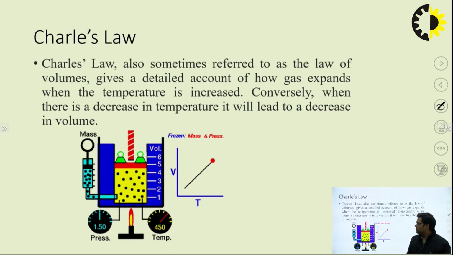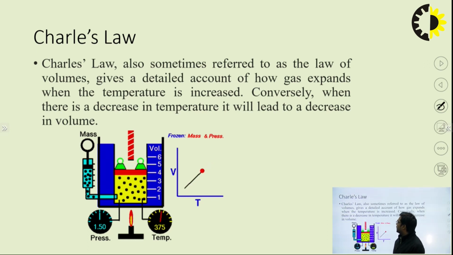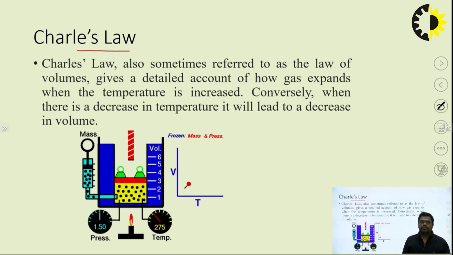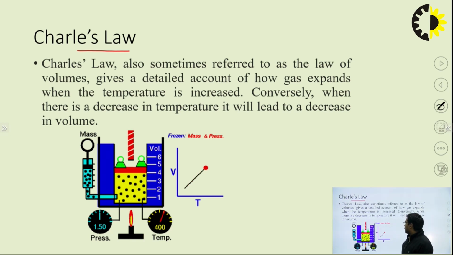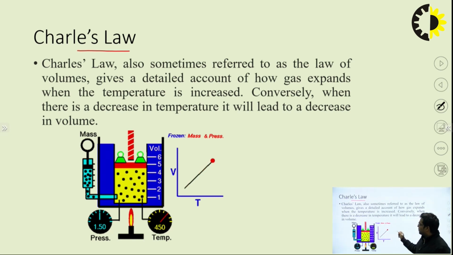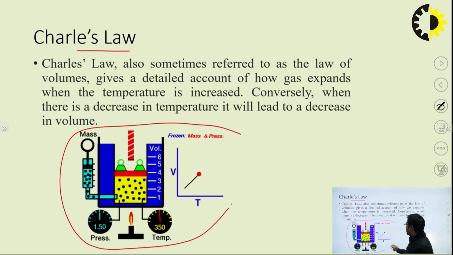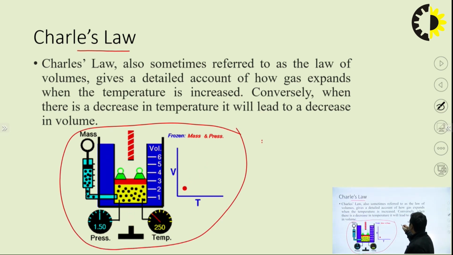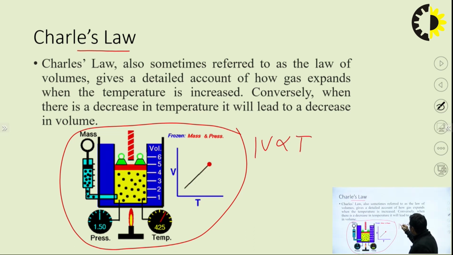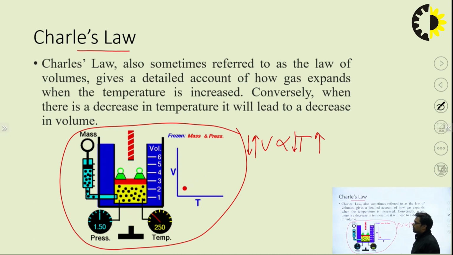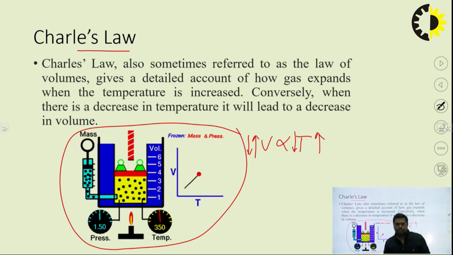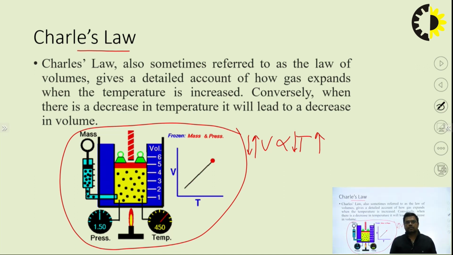Another law very important with respect to the pneumatic system is Charles's law. Charles's law is concerned with volume and temperature. We will find this graphical representation of volume and temperature. Volume is directly proportional to temperature. So if we increase the volume, temperature will increase, and if we decrease the volume, temperature will decrease. This direct correlation between volume and temperature is known as Charles's law.